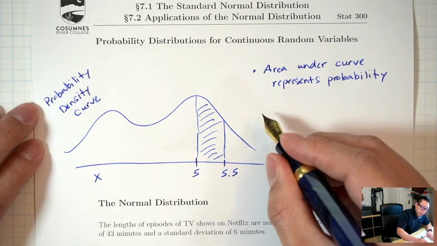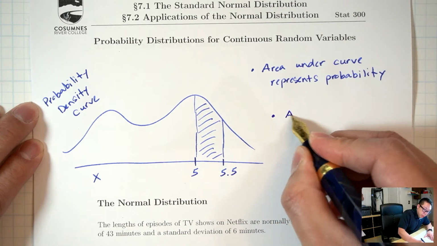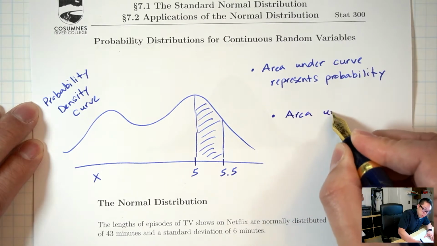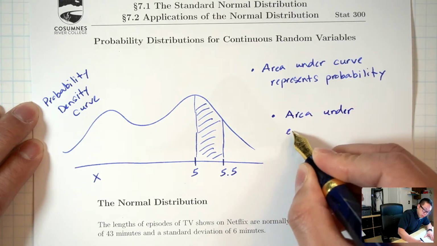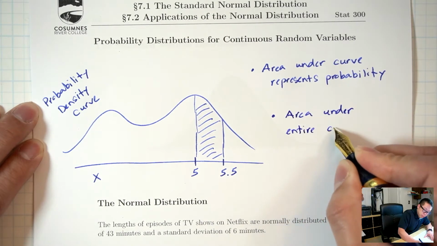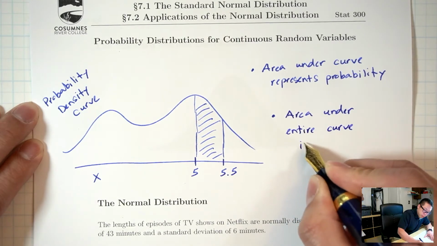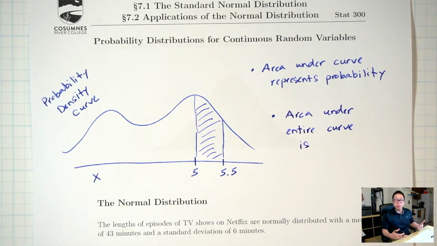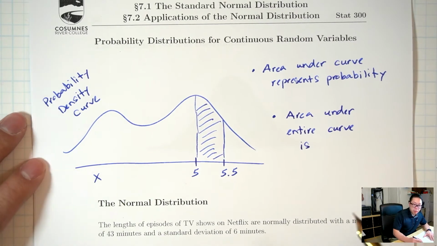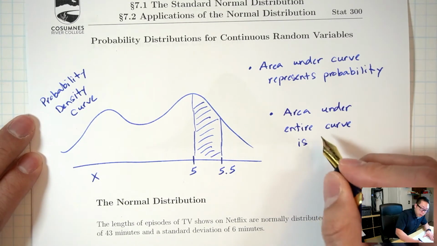Second fact I need here is the area under the entire curve. So under the entire curve should be everything, and everything is 100%. So the area under the entire curve is 100%. As a decimal is going to be 1.